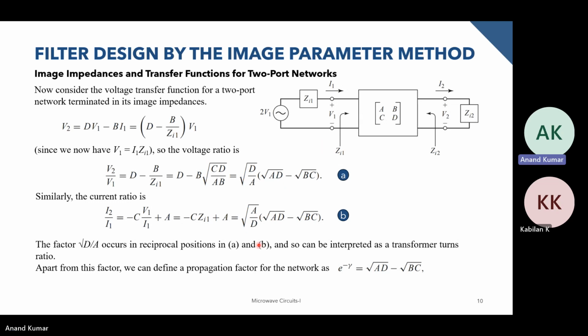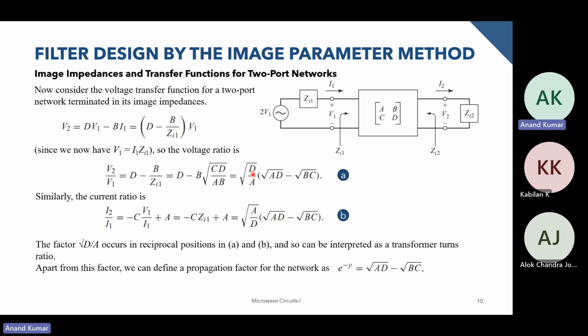Then we used this information to write down the voltage ratio and the current ratio. We found that the term root of D by A was inverse in the current ratio, and the other term was constant. So we declared this term to be related to the propagation constant, like e to the power minus gamma, and the root of D by A term as the transformer turns ratio.